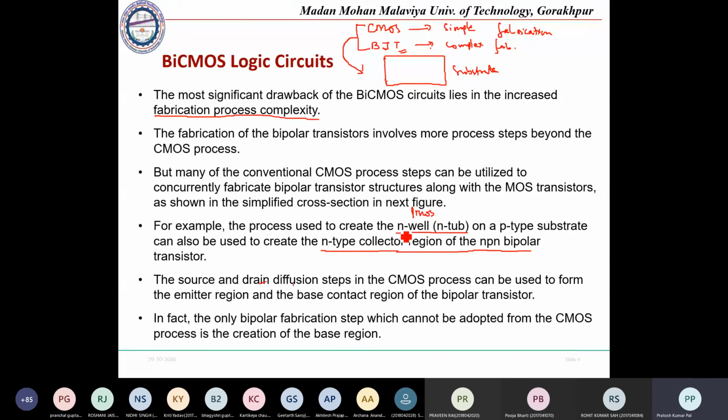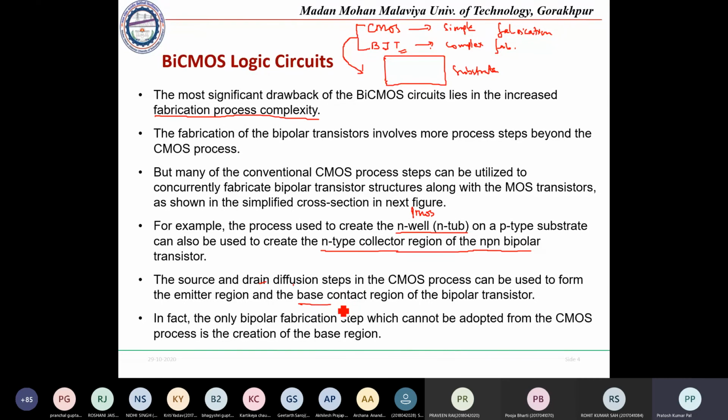So just the NVEL structure and the deposition of this NVEL after creation, the PMOS creation has a similar method to what is followed for the creation of the collector in the NPN transistor. In the NPN transistor, this NVEL creation will have the same relation, so it does not cause any problem or complexity in the fabrication. And also the drain and source diffusion that we do in the CMOS process, the similar structure can be used to deposit the emitter region and the base region in BJTs also.